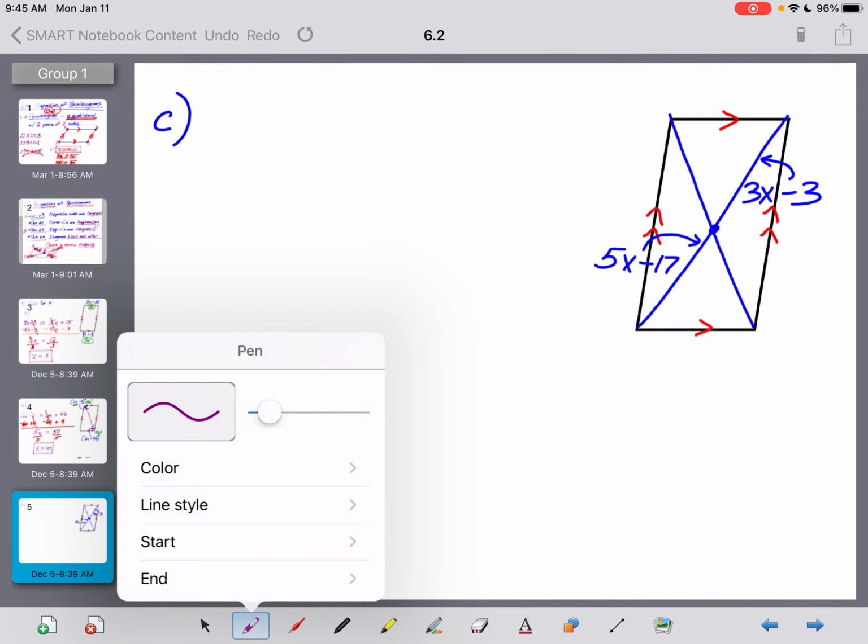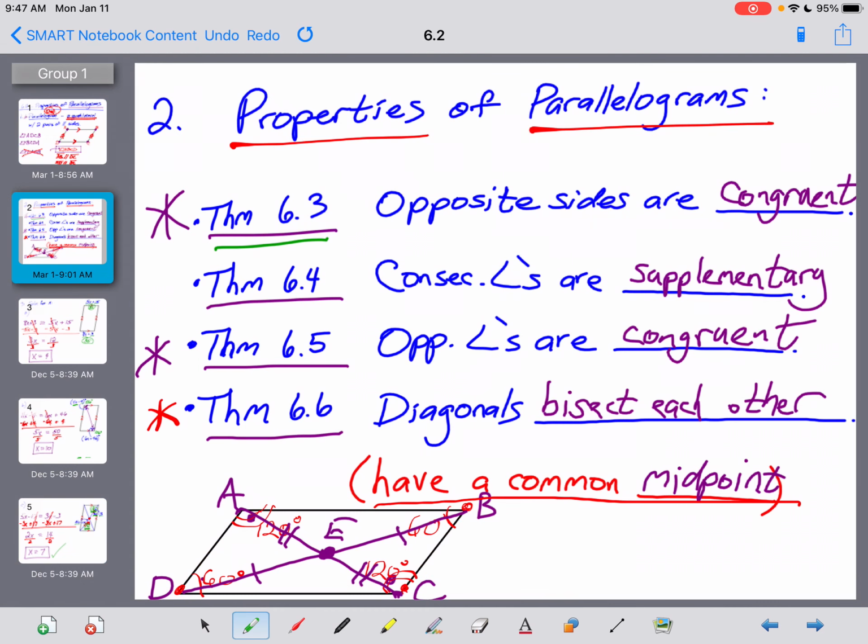All right, guys, that's all the news that's fit to print on section 6.2. So we need to make sure that we know the definition of our parallelogram, and we need to make sure that we know the 4 properties, the 4 theorems that go along with it. Hopefully the 6.2 homework assignment isn't too tough.